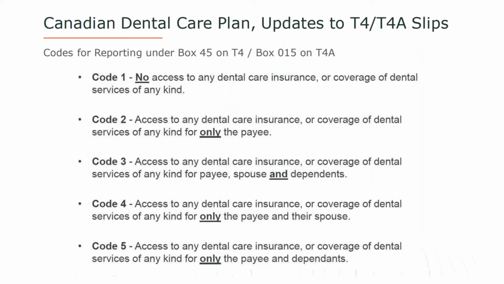So code 4 would be the employee or the payee. Sorry, it's not employee because on the T4A, it's not necessarily an employee, it could be just a payee, but it's the payee and their spouse. And code number 5 would be the payee and dependents. So one of these has to be applied. Now, because this is short notice, there is a stipulation that if you leave this blank for only 2023, they will automatically assume it is coverage code 1. But in future years, it is mandatory that you fill out box 45 or 015 on the T4A.